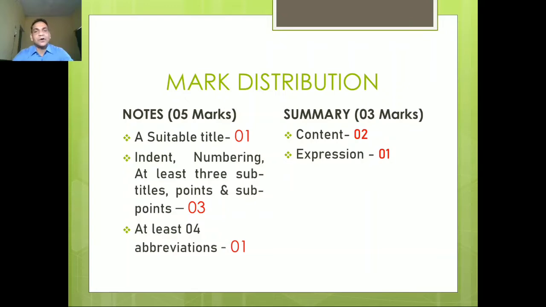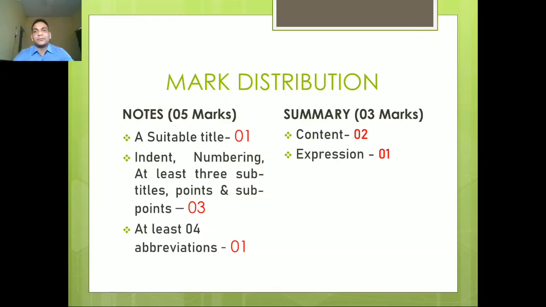As you can see on the screen, it consists of 8 marks, and these 8 marks are further divided into 5 and 3. 5 marks are for notes, and these 5 marks are divided as follows: a suitable title, that will consist of 1 mark, then 3 marks for proper indent, numbering, at least 3 subtitles, points and subpoints, and then 1 mark for abbreviations or symbols, and they should be at least 4. Now 1, 3, 1 equals 5.